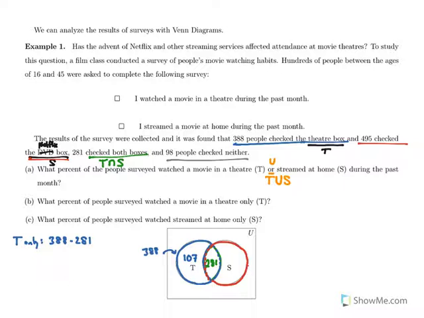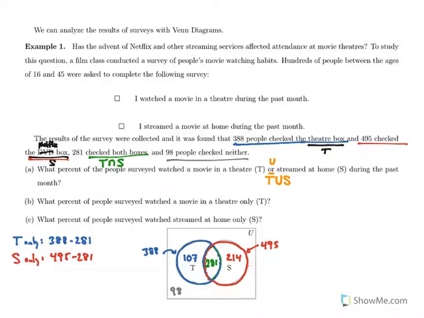S only is given to us by... there are 495 that checked S, but 281 checked the other one as well. So this should be 495 minus 281, which will give us 214. And then we know that there are 98 people left on the outside. So we can find those T only and S only using some subtraction there.